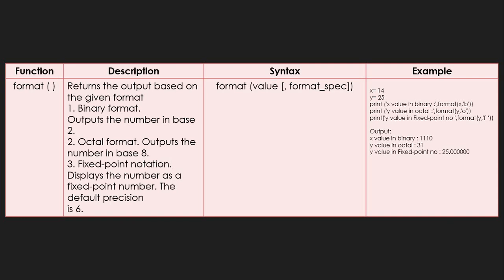x is equal to 14 and y is equal to 25. Format of x comma 'b'. That means you're going to convert the value of x into binary. So it says 'b'.